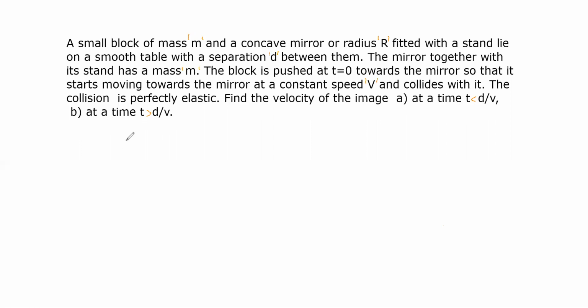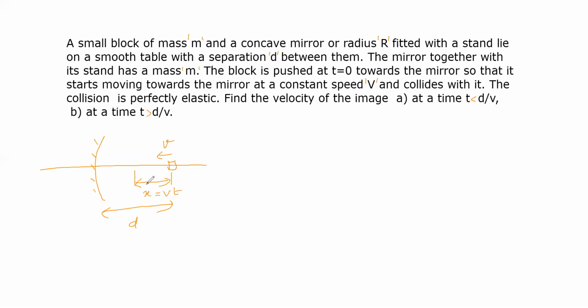Now we assume this is the concave mirror, and this is the principal axis. Here one block is there. For this block we are giving velocity v. At the instant when we give the velocity, this block is at distance d. After some time t seconds, it may have moved this much distance. This distance we take as x, and x is v into t.